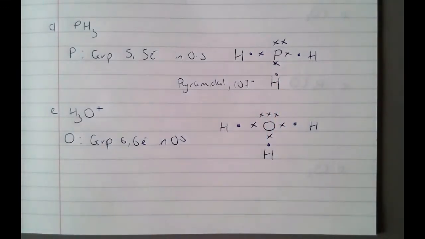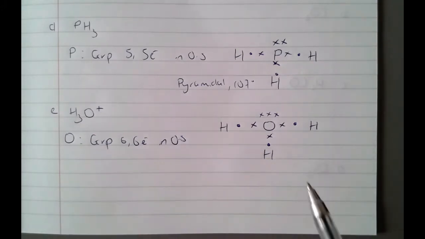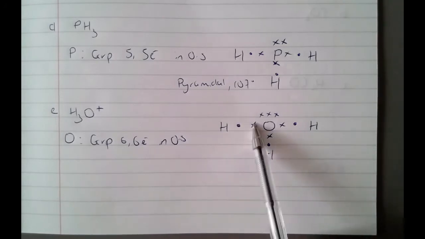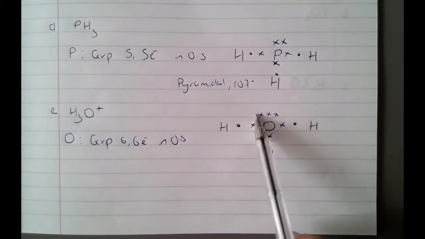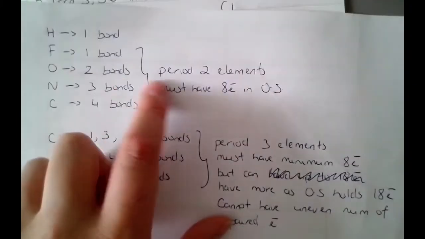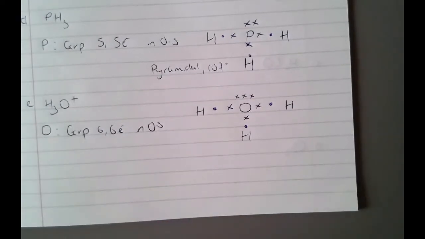Now there are 2 things wrong with the way I have drawn this that alert me to the fact that I've made some sort of mistake. The first thing I know I've done wrong is when I count the number of electrons in the outer shell. I've got 2, 4, 6, 7, 8, 9. 9 electrons in the outer shell of oxygen. Now oxygen is in period 2 and can have a max of 8 electrons in its outer shell. So it is not okay for oxygen to have 9 electrons in its outer shell. I must have made a mistake.